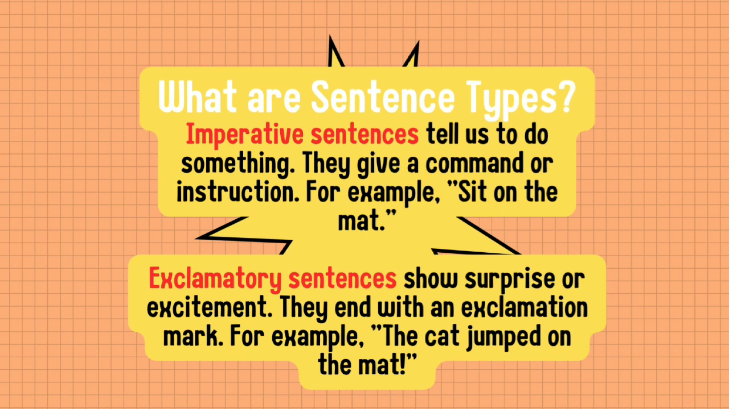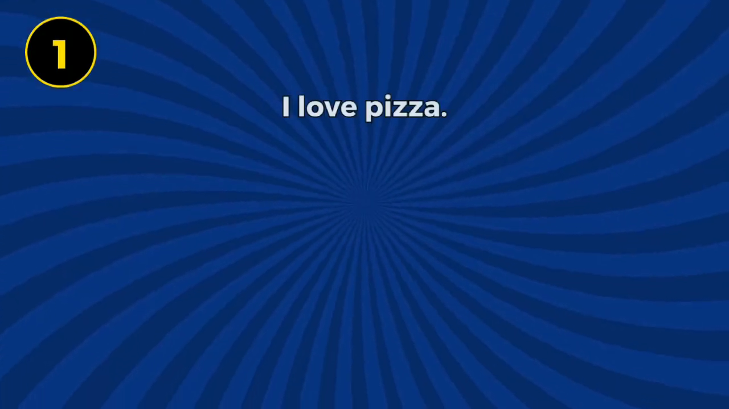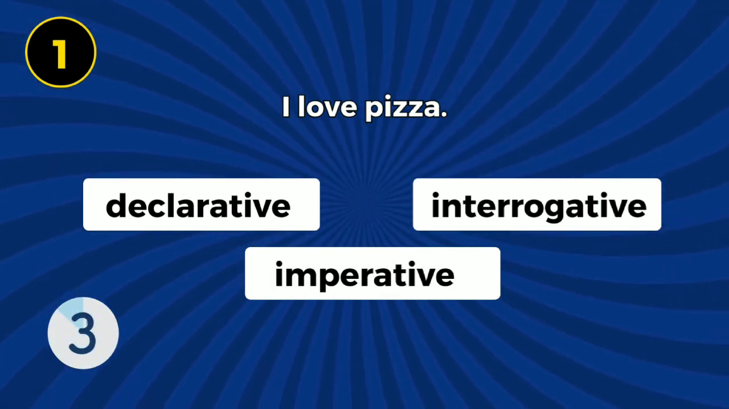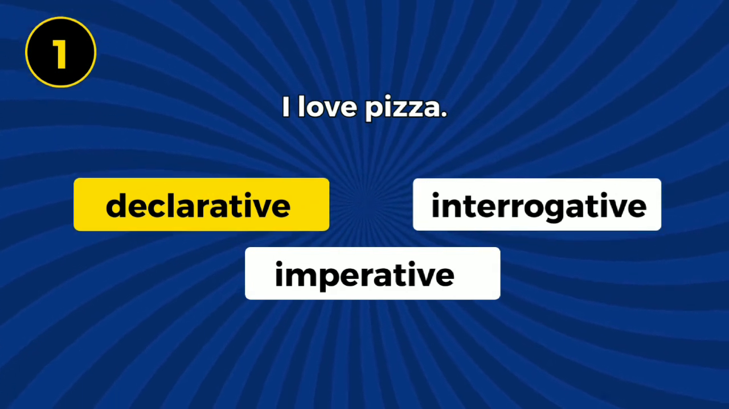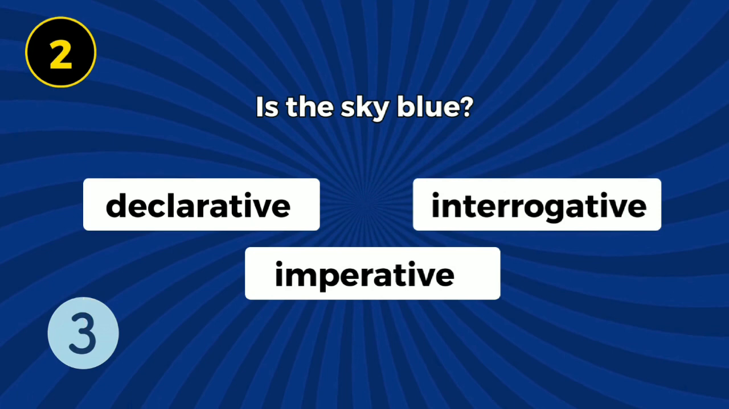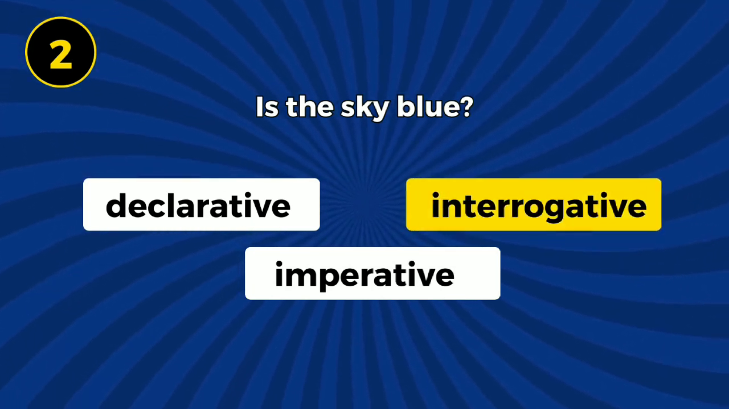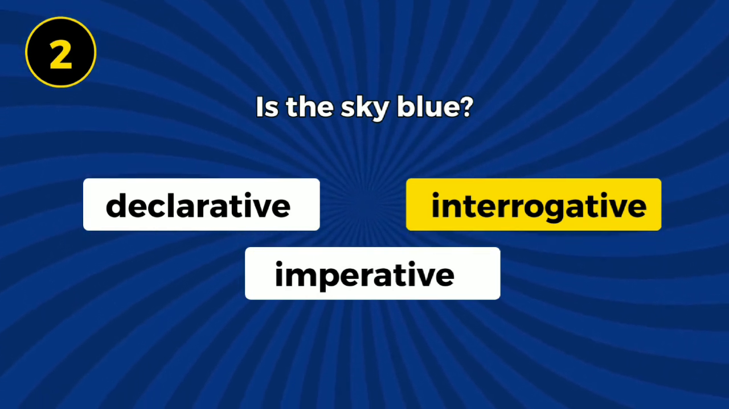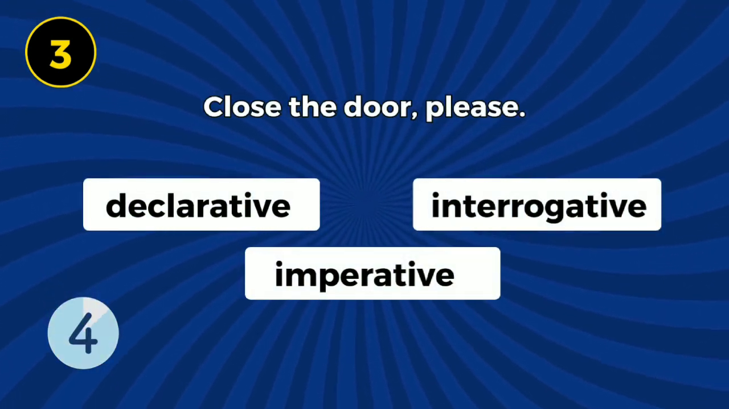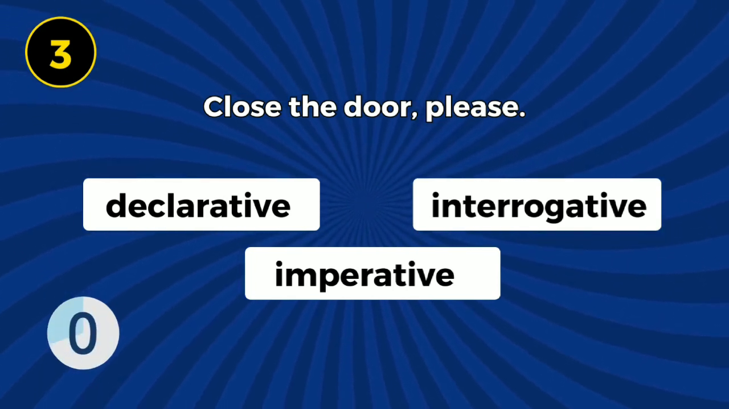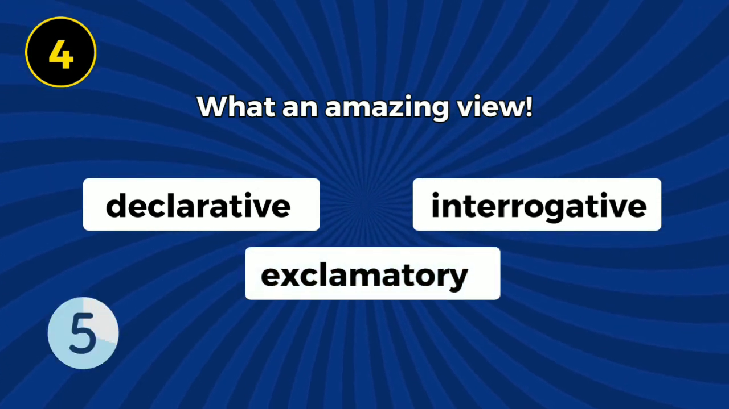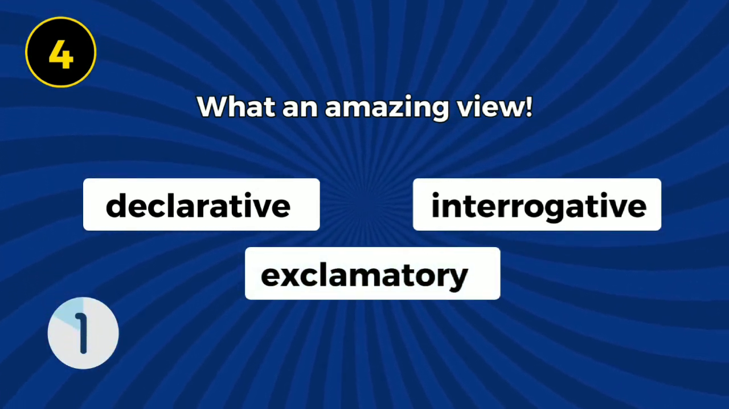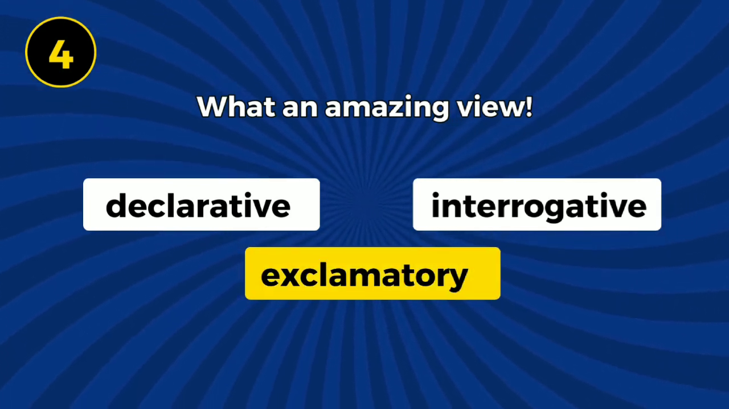Okay, I hope you got an idea about the sentence types. So let's see some more examples. I love pizza is a declarative sentence. Is the sky blue? It is an interrogative sentence. Close the door, please. It is an imperative sentence. What an amazing view! It is an exclamatory sentence.